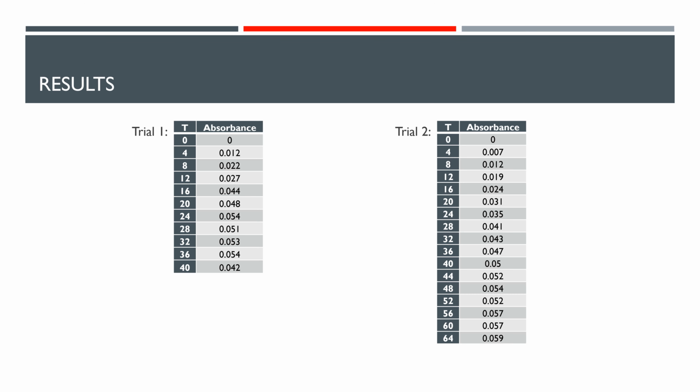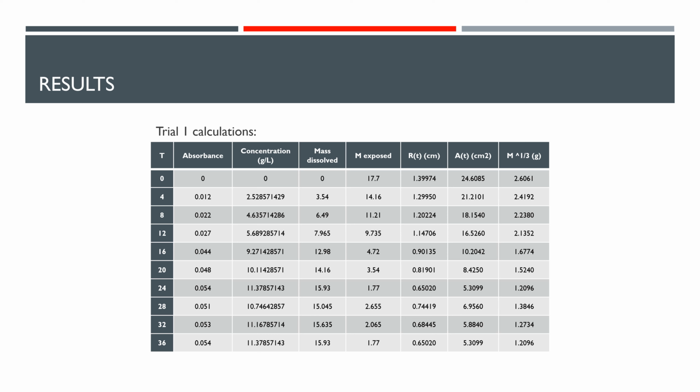On the left side of this results slide, you can see the trial 1 table with time from 0 to 40 minutes and the absorbance is listed. For trial 2 on the right side, you can see that the time went from 0 to 64 minutes because it was a slower mixing speed and it took longer, and the absorbance is listed accordingly. The calculations that were performed on these values are shown in these next few slides.